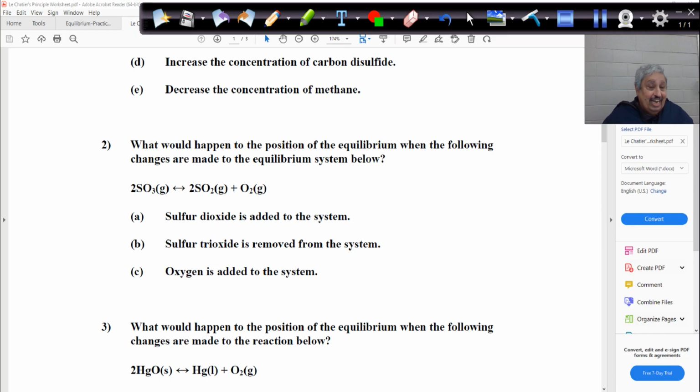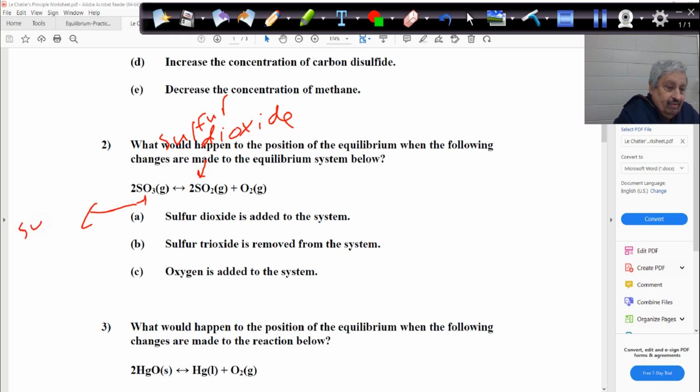If I add sulfur dioxide, this is sulfur dioxide here, and this is sulfur trioxide. Now, visualize this on a piece of paper and think about the balance. I'm adding sulfur dioxide. Where will it add to? To the left or to the right? Remember, this is my product side, this is my right. This is to the left, the reactant side.